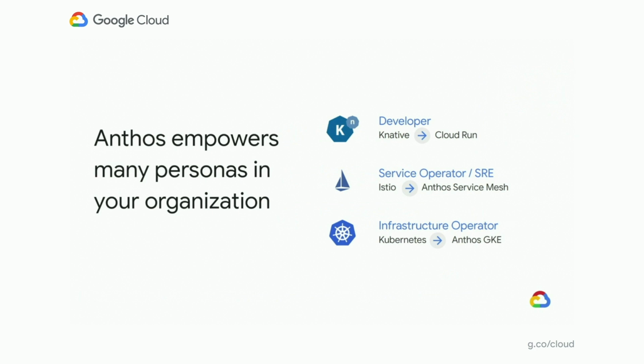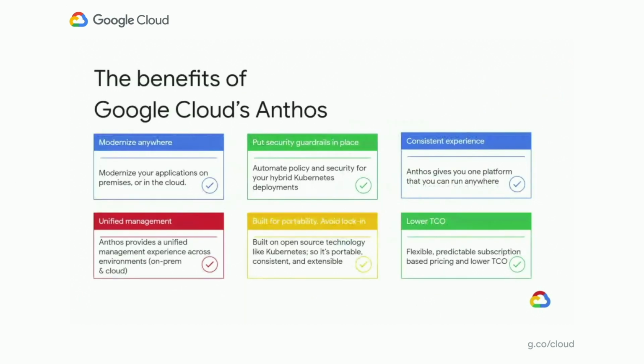So let's dive in. First thing you need to know about Anthos is that Anthos doesn't just target one persona within your organization. There are many personas that can benefit from onboarding onto Anthos and its technologies, including the infrastructure operators, the service operators, and the developers. And for those folks, there's going to be a lot of different benefits. Could be that you're looking for consistency in the way that you manage your infrastructure and applications. You might be looking to put security guardrails in place to make sure that your developers have the autonomy they need. And we'll walk through some of these benefits as we go through the talk.